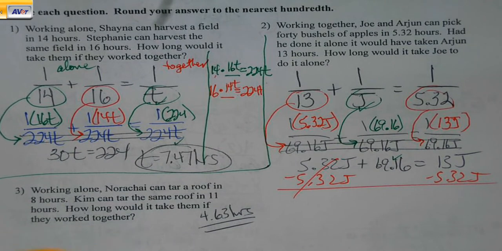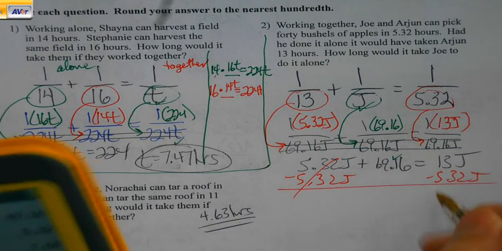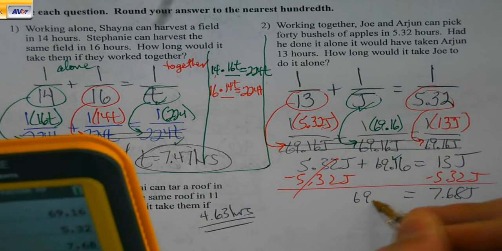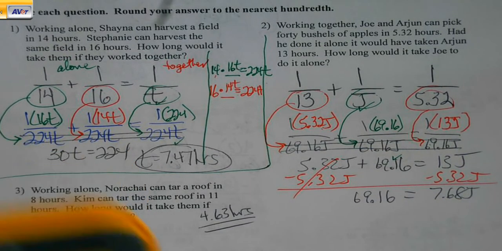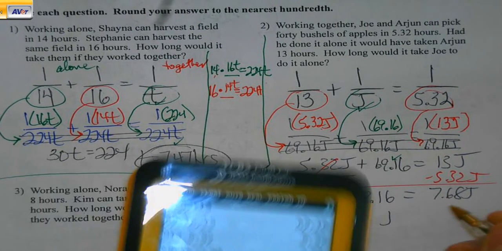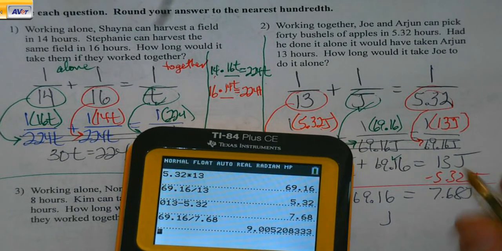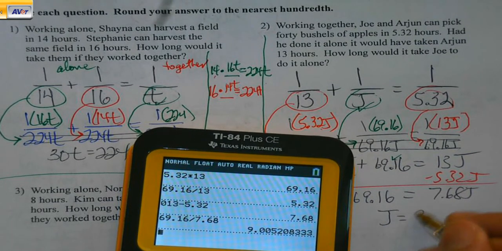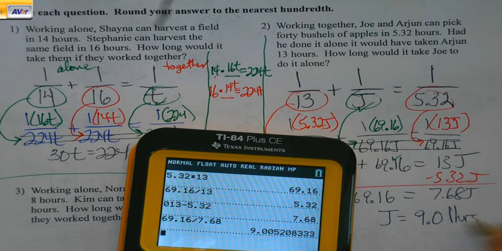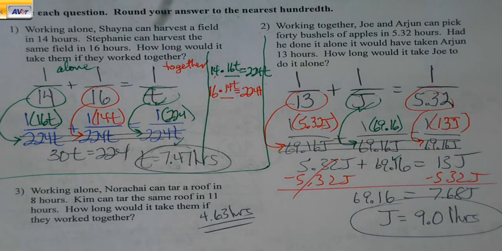So 13 minus 5.32 would be 7.68J. And we divide 69.16 by our 7.68. And we get this funky looking decimal. Since we're rounding to the nearest hundredth, we go to 9.01. Okay.